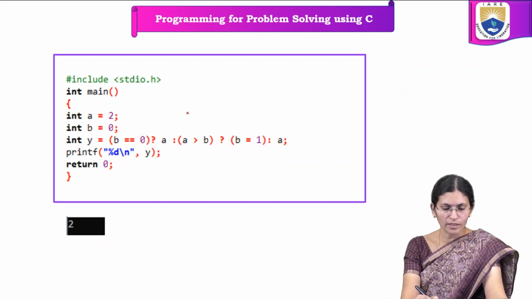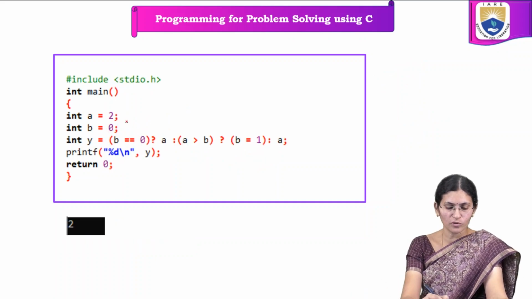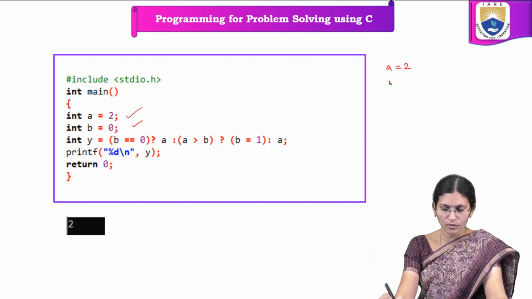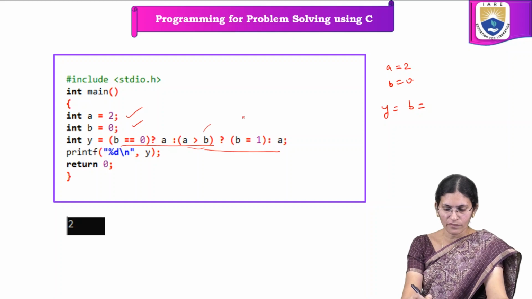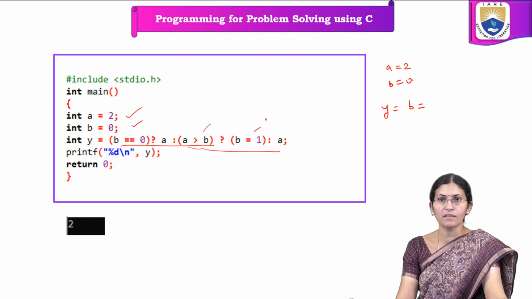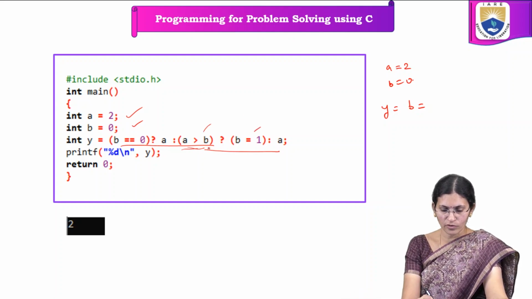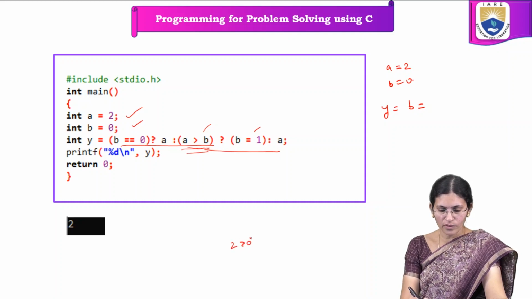Next one, let us see the output of this program. We have variables a is equal to 2, b is equal to 0, and then this is one conditional operator. So condition, and then this one. Inside this we have one more condition. First, whatever there is in parentheses will be evaluated. So this condition is checked, a greater than b. So 2 greater than 0, this is true. Therefore this will be evaluated.